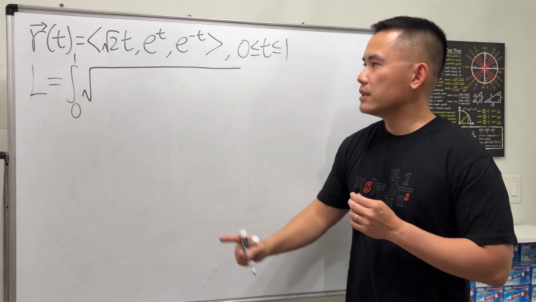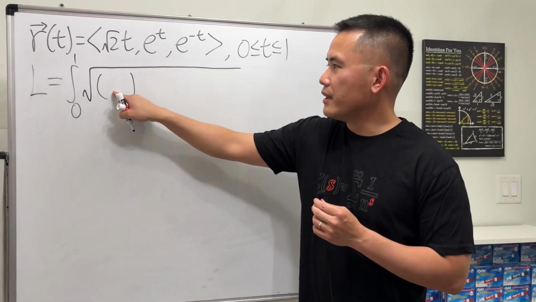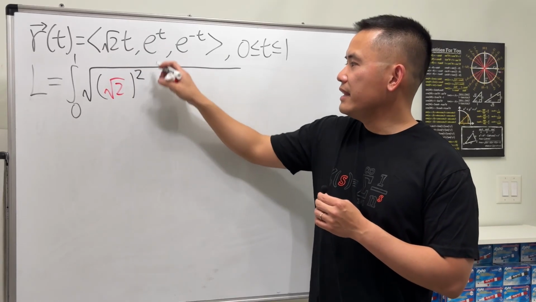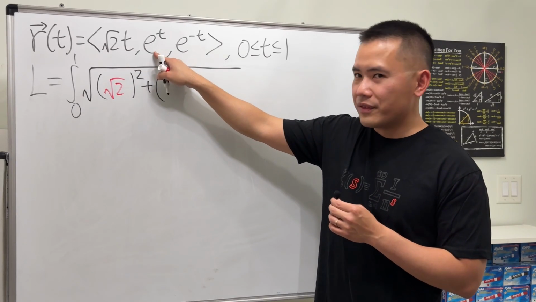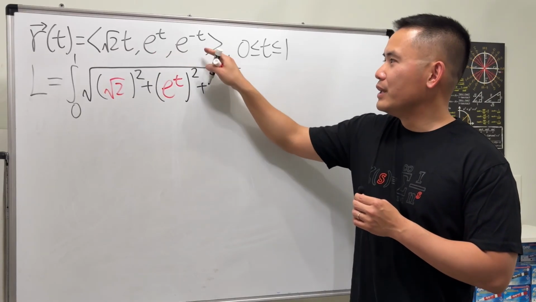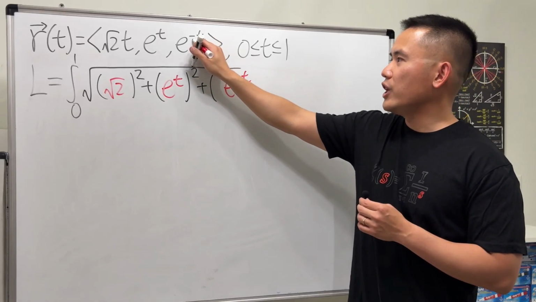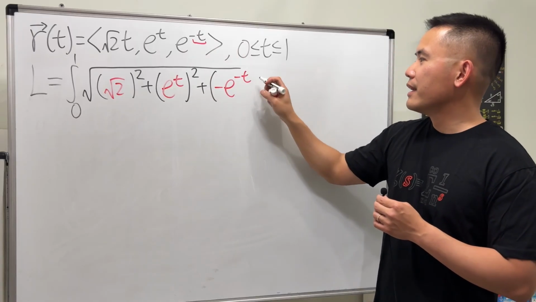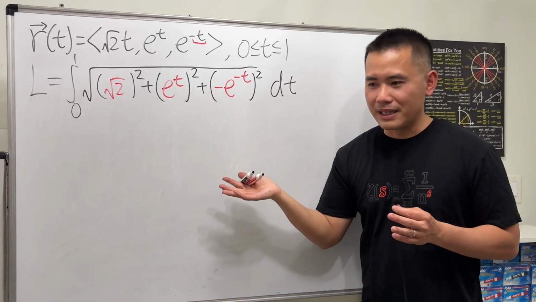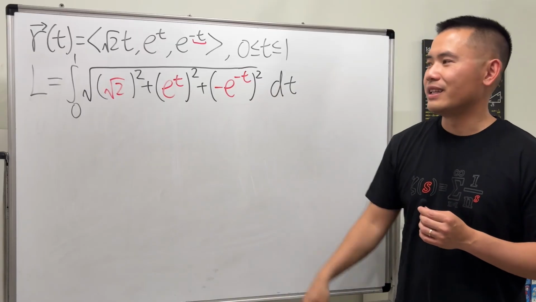And what you are going to do is look at each component, take the derivative, put it here. The derivative of this is square root of 2, and then you square that. Next, you do the same thing. You take the derivative of this, which is e to the t, and then you square that. Then you take the derivative of this, which gives e to the negative t, but remember the chain rule, multiply by negative here, and then you square that. In fact, because a negative squared is going to be positive, even if you didn't do the chain rule, it would still work out.